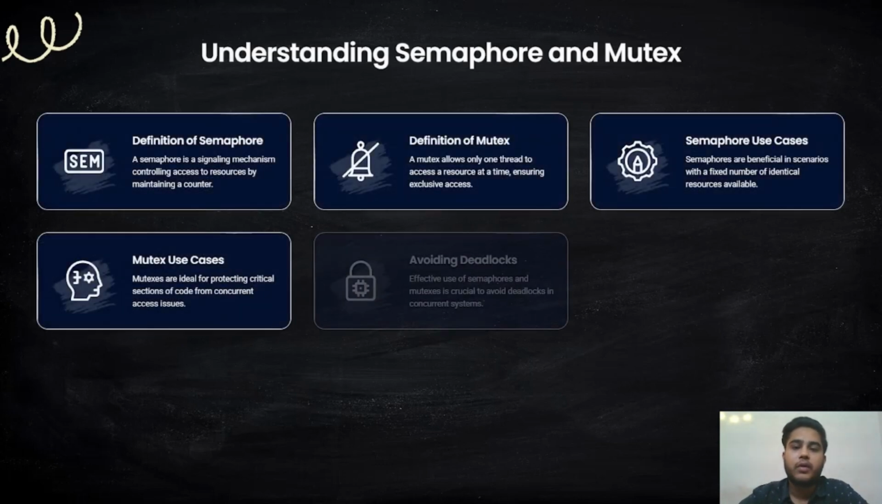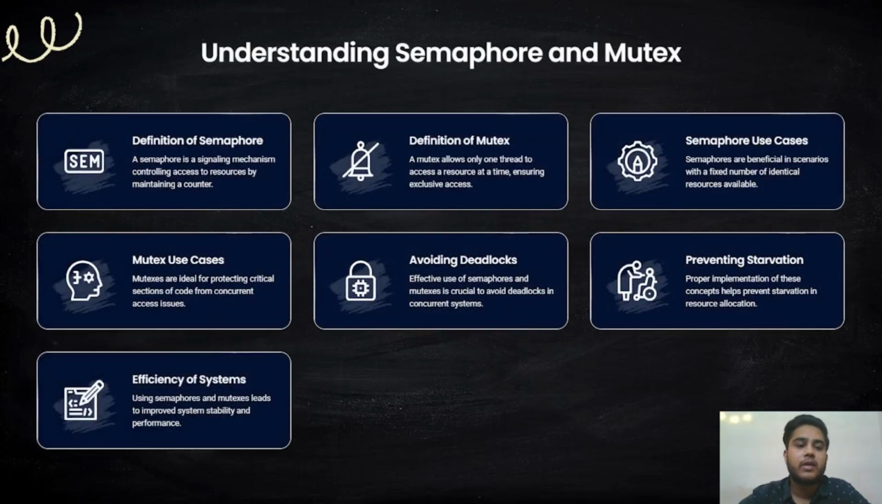So, what are semaphores and mutex? Let's try to understand the definition of semaphore. A semaphore is a signaling mechanism controlling access to resources by maintaining a counter. What is the definition of mutex? Mutex allows only one thread to access a resource at a time, ensuring exclusive access.